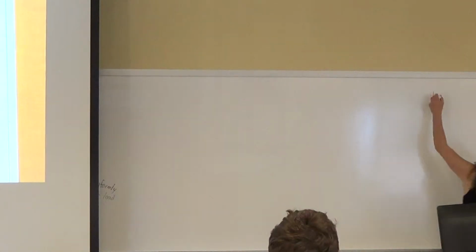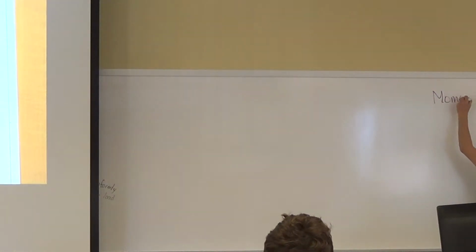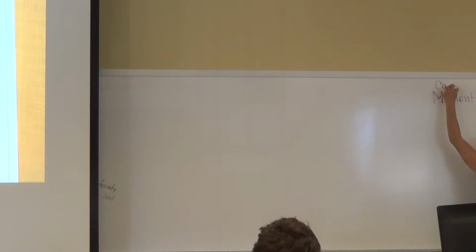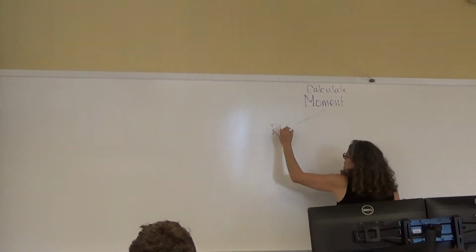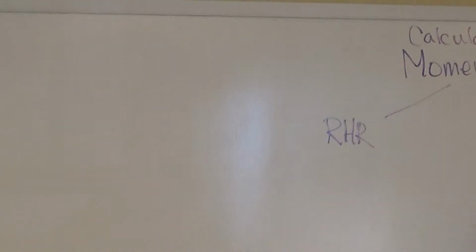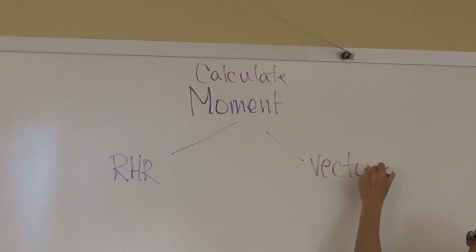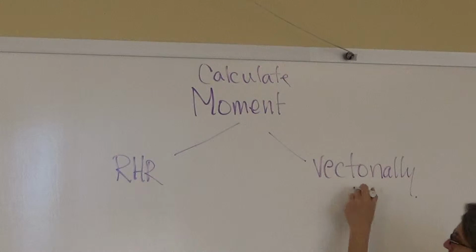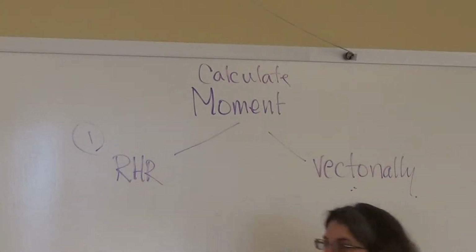So when we calculate moment, we have two ways. One is using the right-hand rule, and one is solving for it vectorially. We're going to wait on this. We're going to do this first.